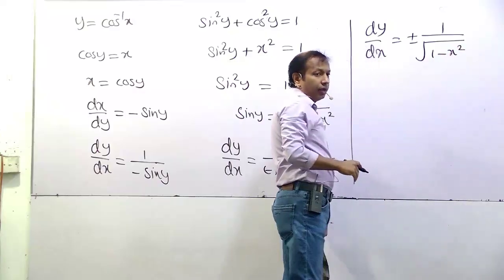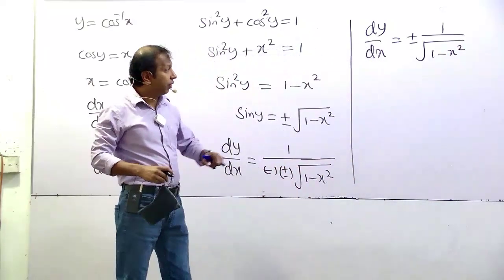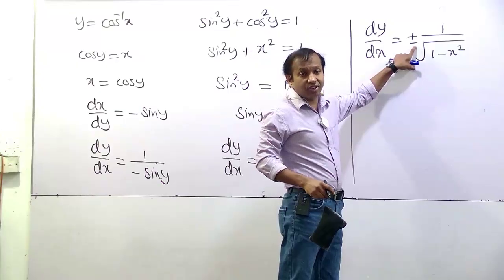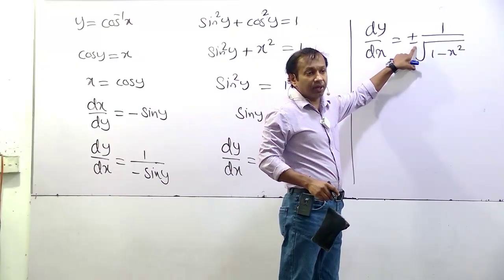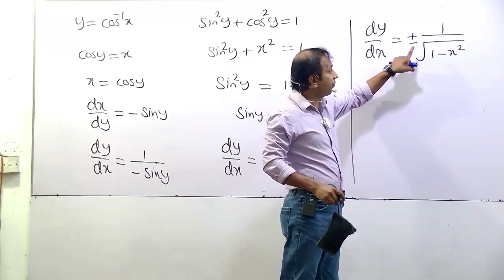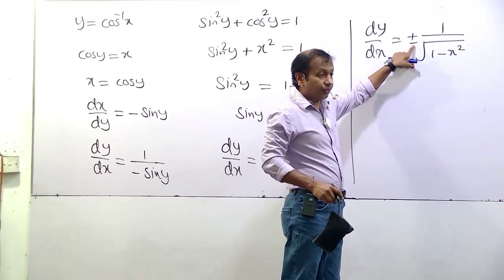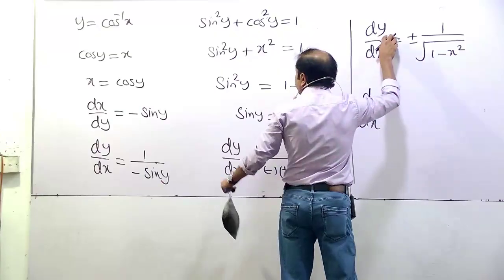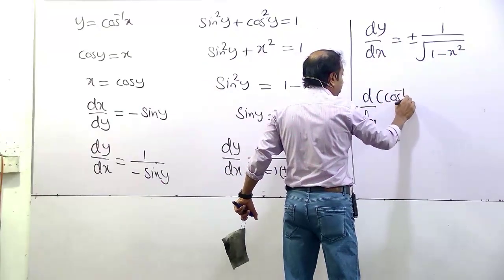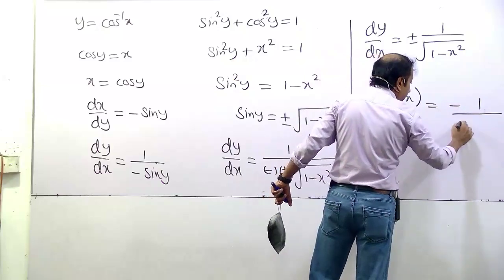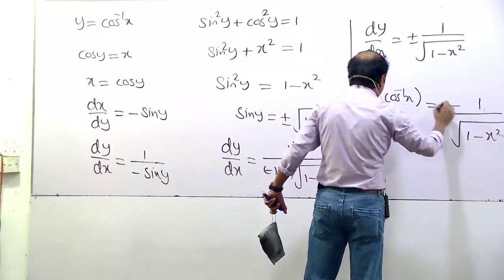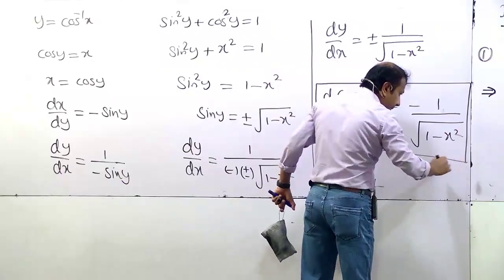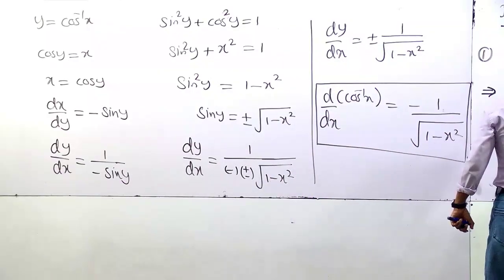In the cos inverse case, people, we select this minus sign. The reason is we drew in trigonometry the cos x graph. In that graph, in the principal part, the gradient of the graph is negative. Because of that reason, we select this minus sign for the derivative of cos inverse x. Then we can write d over dx of cos inverse x is minus 1 over square root of 1 minus x squared. Remember this. Next one, tan inverse x.